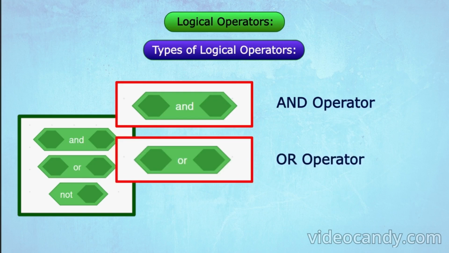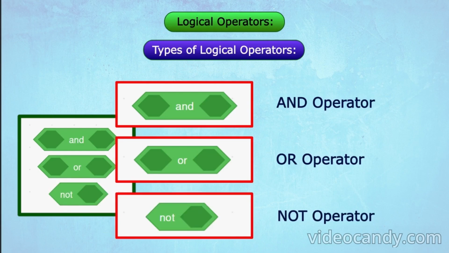OR. On joining two Boolean blocks, if any one of the blocks is true, the result will be true. NOT. It checks if the Boolean is false, it will return the result as true, and vice versa.